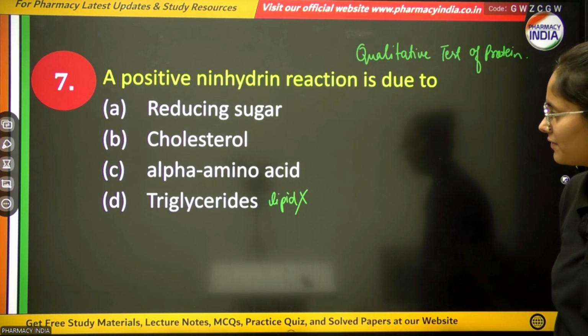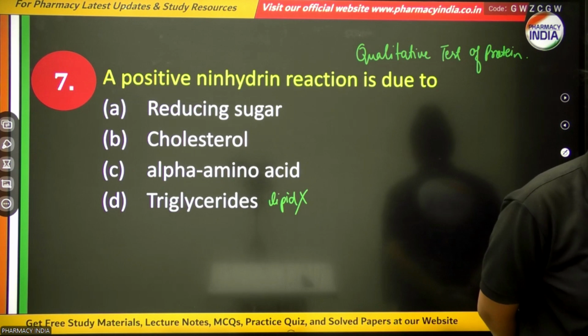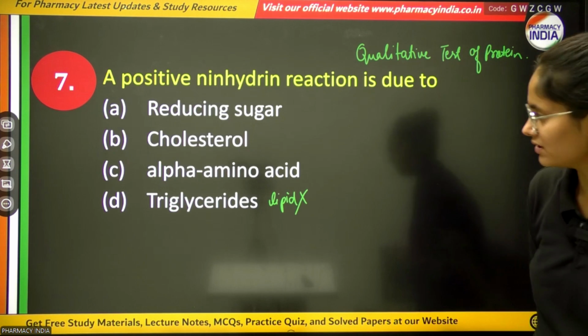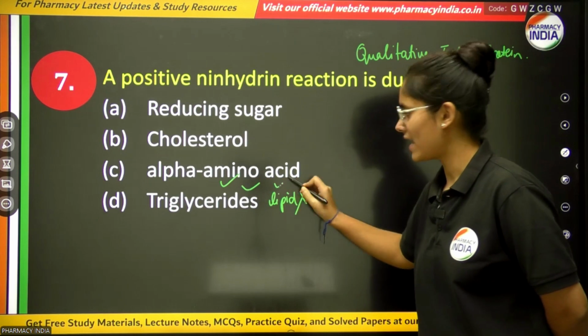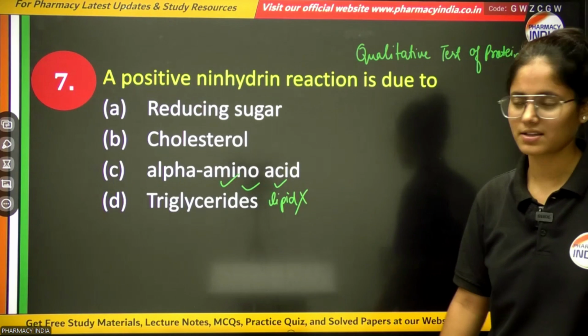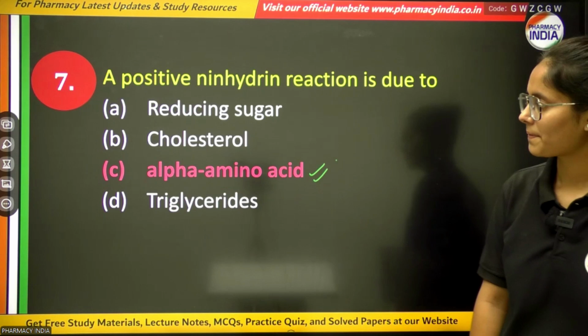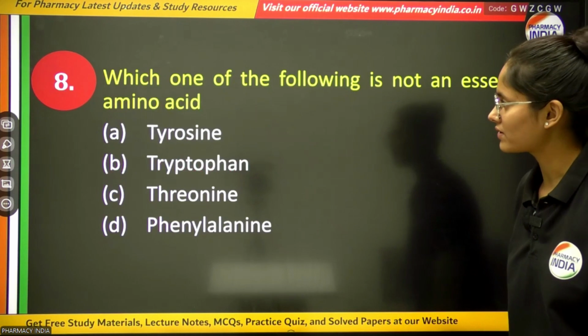Next, alpha amino acid will be correct option because ninhydrin test gives positive reaction for alpha amino acid. Clear? The influence of ninhydrin test is alpha amino acids. So the correct option will be alpha amino acid. Next, move on to the next question.